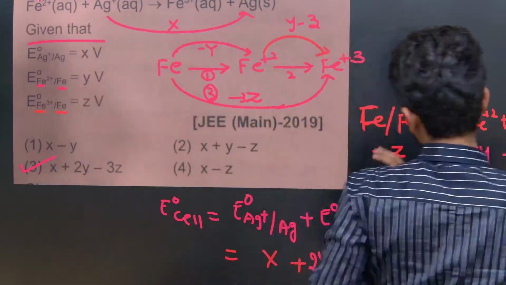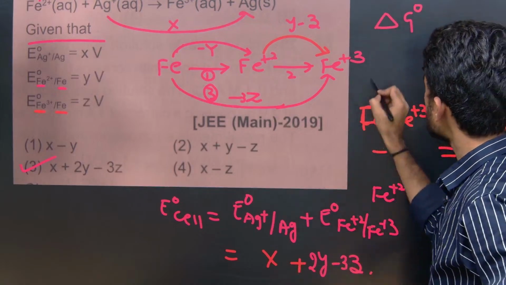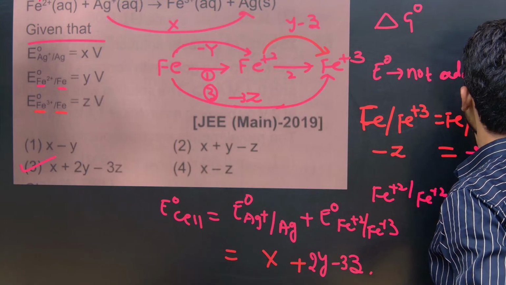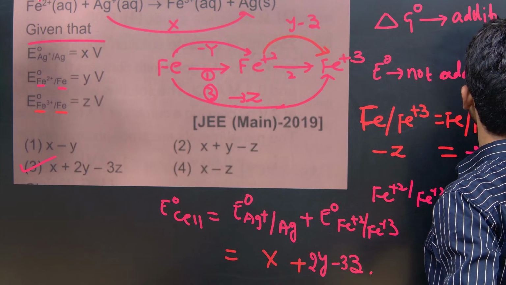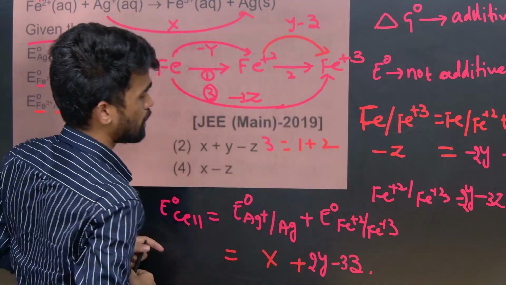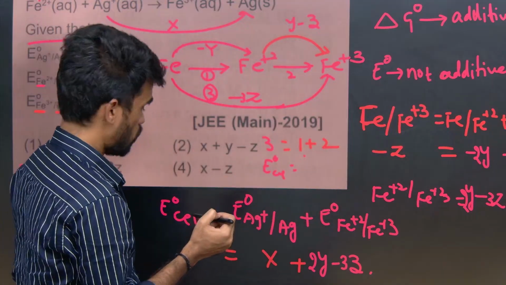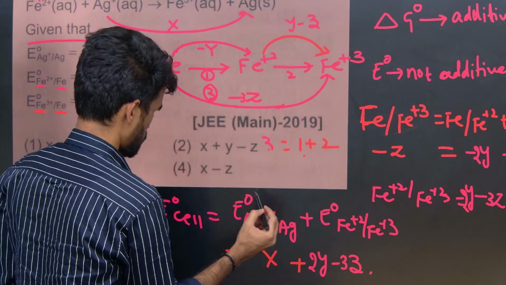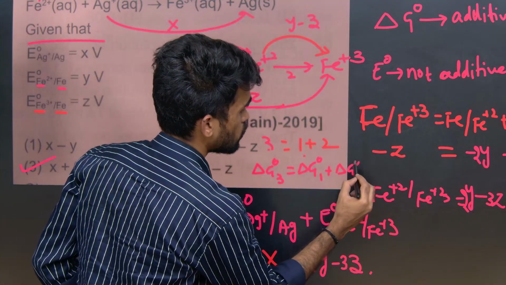Now this is how you will get the relation. So delta G naught, this is the formula you have to use, because E naught cell is not additive. So what do we mean by additive? Delta G is additive. I will explain this additive concept. See, I told you that 3 equals 1 plus 2. So you should not directly take E naught cell of 3 equals E naught cell of 1 plus E naught cell of 2. Here you should take delta G naught of 3 equals delta G naught of 1 plus delta G naught of 2.